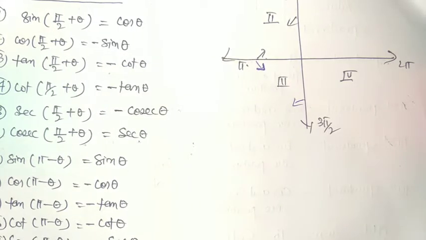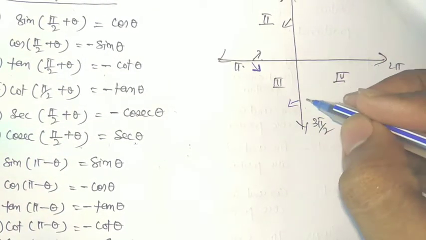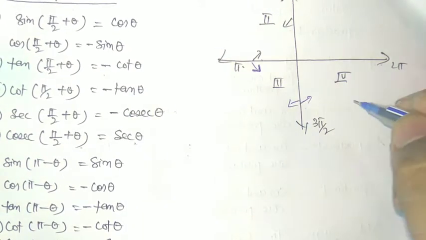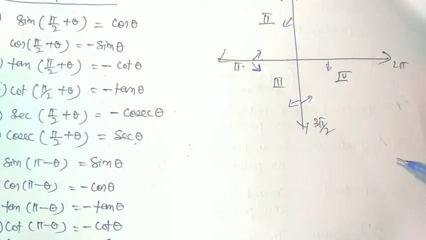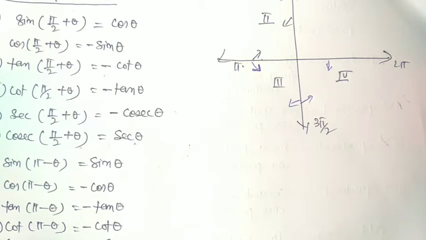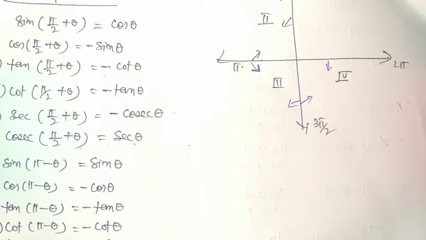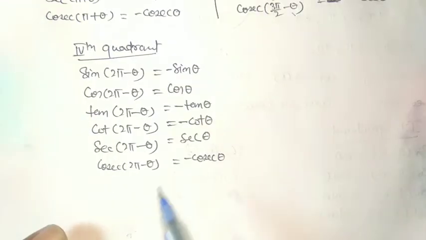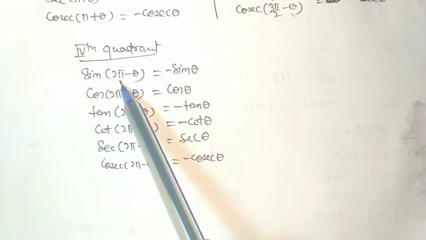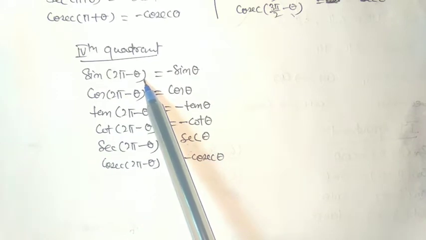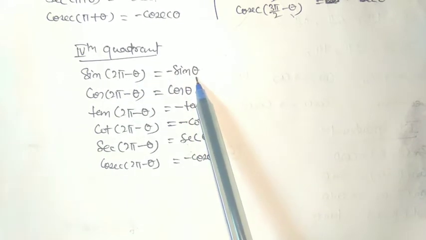Now you can see, for coming to fourth quadrant, we have to add something to 3 pi by 2 or subtract something from 2 pi. Then we will come to fourth quadrant. So either you can add 3 pi by 2 plus theta or subtract 2 pi minus theta. Now we are subtracting theta from 2 pi. So sin 2 pi minus theta in fourth quadrant is minus sin theta.